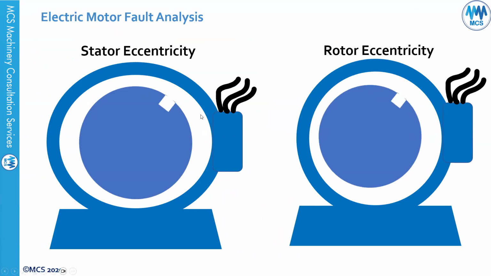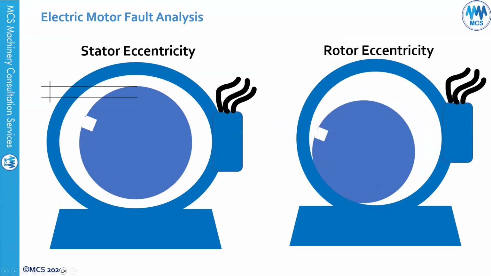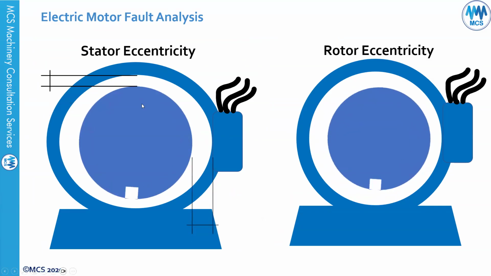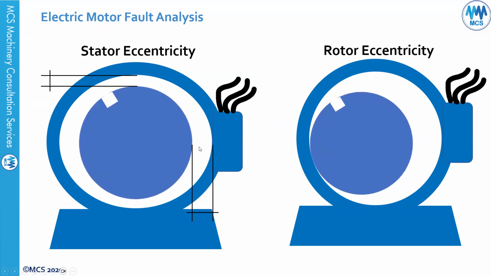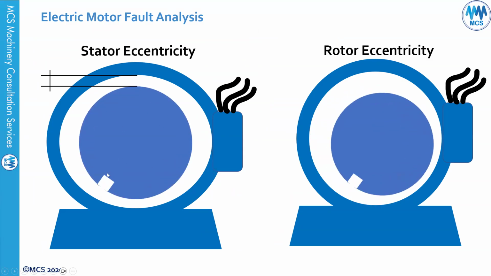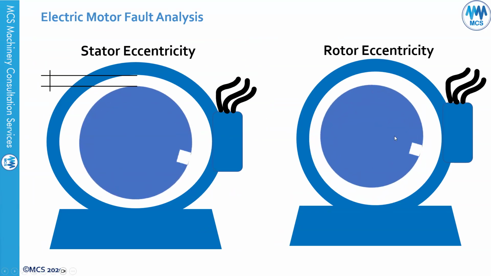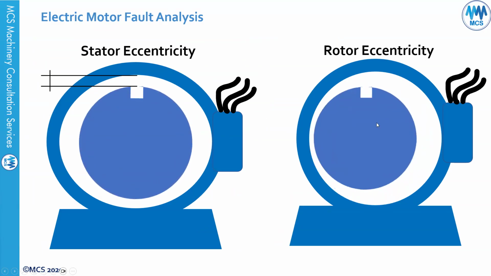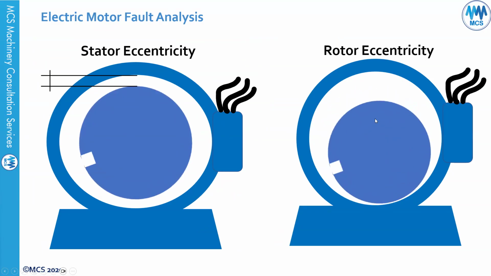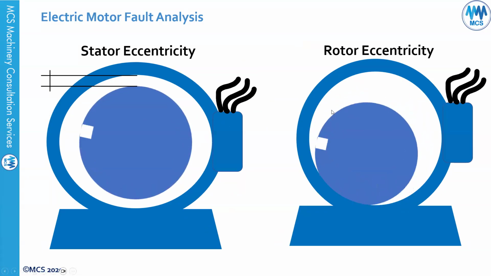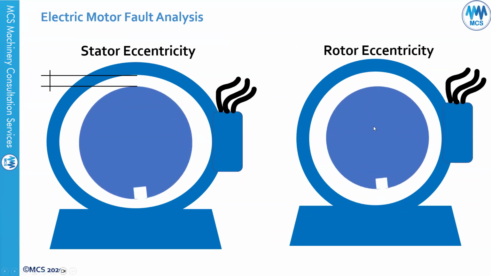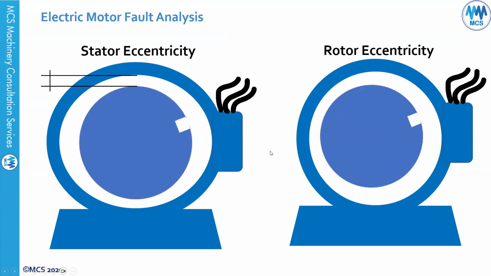This is stator eccentricity here. As you can see, in stator eccentricity, you will see a difference between the air gap in the vertical and horizontal direction. But the stator is fixed, it's not moving. With rotor eccentricity, the rotor is dynamically moving inside the stator, and this is what we call rotor eccentricity. With stator eccentricity, you will see only twice line frequency, but with rotor eccentricity, you will see twice line frequency modulated with sidebands at the pole pass frequency.